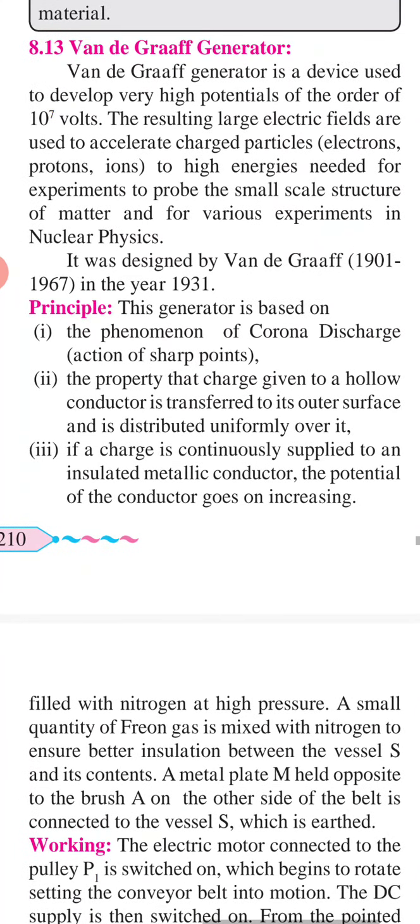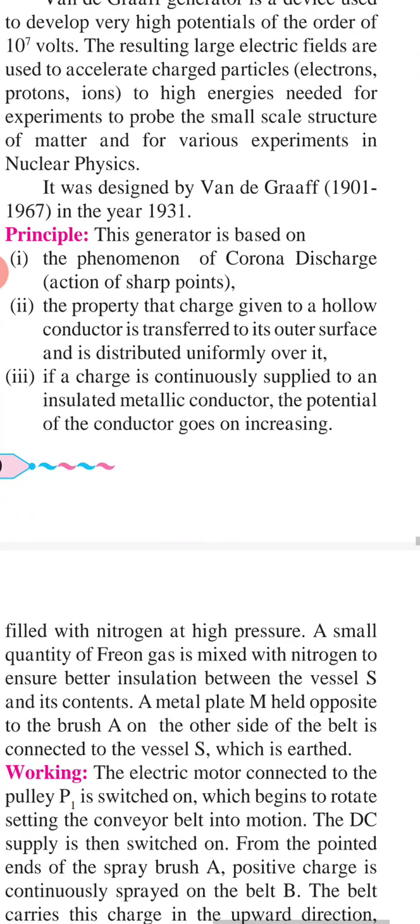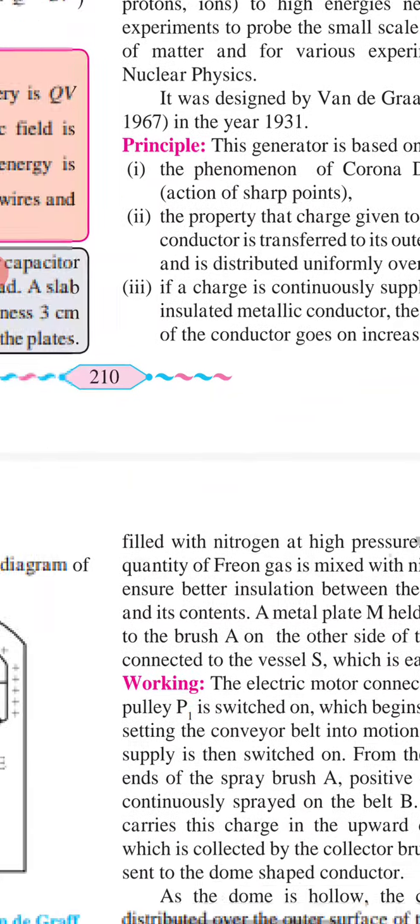It was designed by Van de Graaff in the year 1931. This generator is based upon the phenomenon of corona discharge, that is action of sharp points. Then the property that charge given to a hollow conductor is transferred to its outer surface and distributed uniformly over it. And third, if a charge is continuously supplied to an insulated metallic conductor, the potential of the conductor goes on increasing. These are the three basic principles.